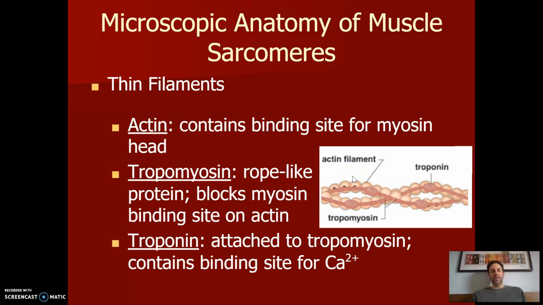It's a rope-like protein that blocks the myosin binding site on actin. And I always think tropomyosin traps myosin, tropo, trap. It traps myosin. It stops myosin from attaching and doing its thing. And then finally, troponin. Troponin is attached to tropomyosin and has a binding site for calcium. We mentioned calcium earlier. So troponin, I always think, is on tropomyosin. Tropon is on tropomyosin. So thin filaments have these three proteins.